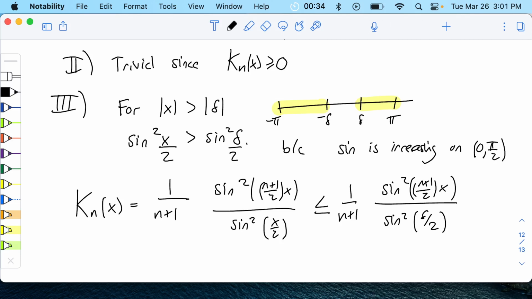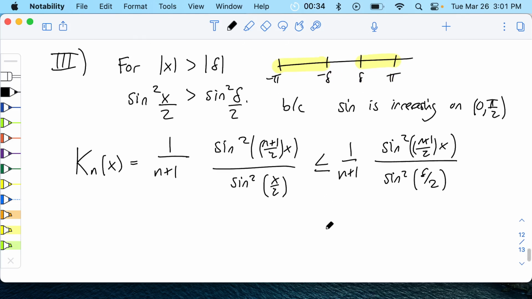Not only that, I can also find an easy bound for the top bit, the sine squared. Remember, I'm trying to prove that the integral is going to 0. So can I bound the top by something in a way that doesn't give away too much? I can just bound it by 1. So less than or equal to 1 over n plus 1 times 1 over sine squared of delta over 2. Okay. So the whole function is going to be less than that.